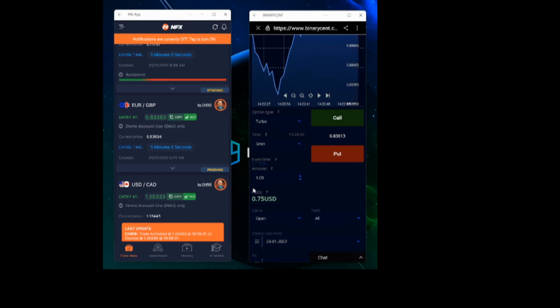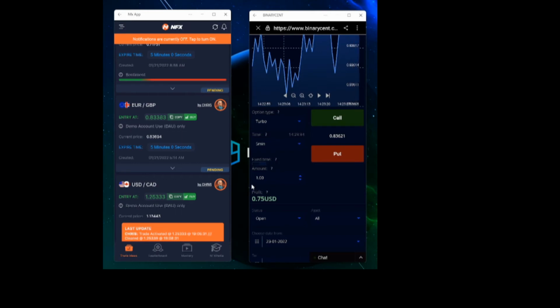Now, each pair represents a different profit amount. It all depends on the broker you use to execute the trade. In this particular situation, Binarycent gives you 75 cents per dollar, but other platforms may give you different profit amounts based off of their payout for that currency. Now, the payout again will change per currency pair. Some currency pairs have a higher profit rate while some of them have a lower profit rate.